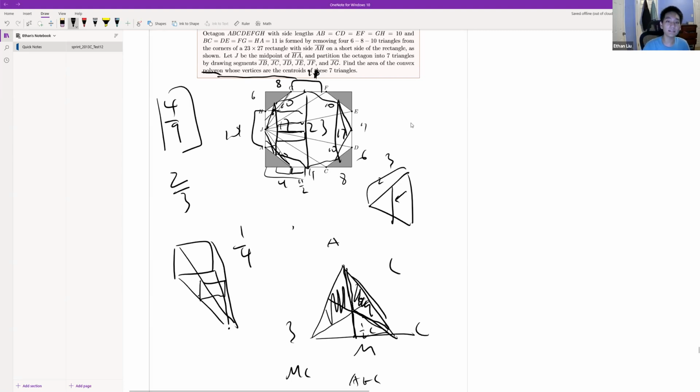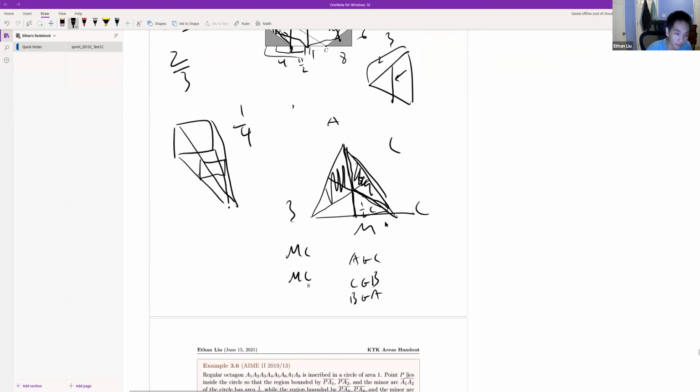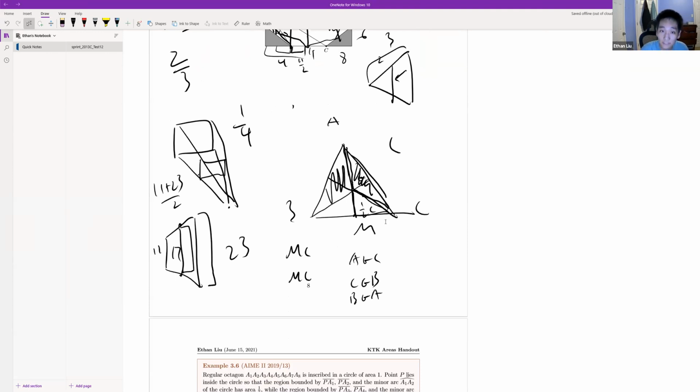Oh, 17. Okay, I got 17 by taking this midline, right? So let me draw another thingy. Sorry, I know this is here. Then this length we know is 11, and this length we know is 23, right? Then this length is what is in the middle, which is 17, which is 11 plus 23 over 2, because this is the midpoints. And that's why I got 17.